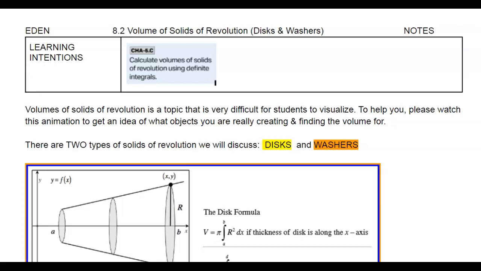Okay, welcome back. We are going to talk about 8.2, which is volumes of solids of revolution. And there are two strategies, disks and washers, that we'll be discussing.